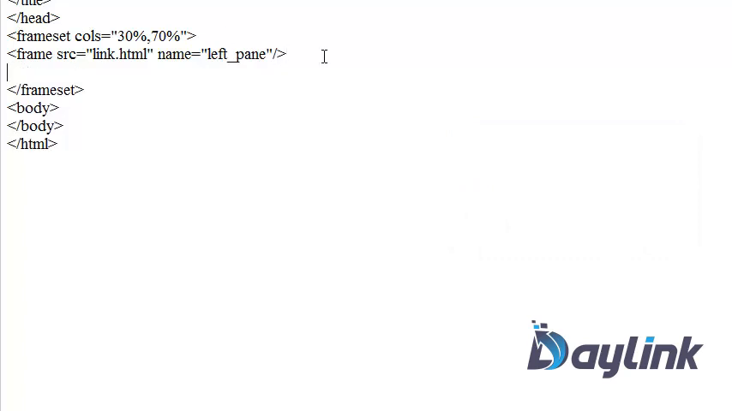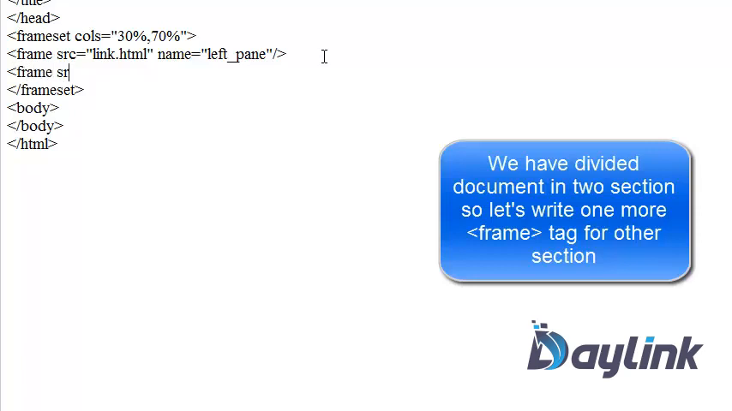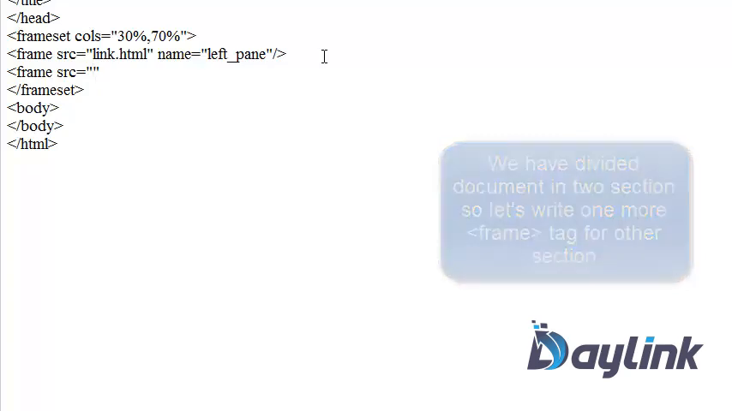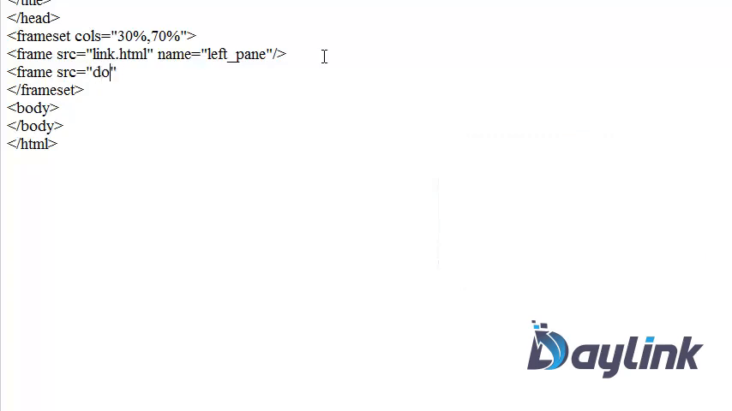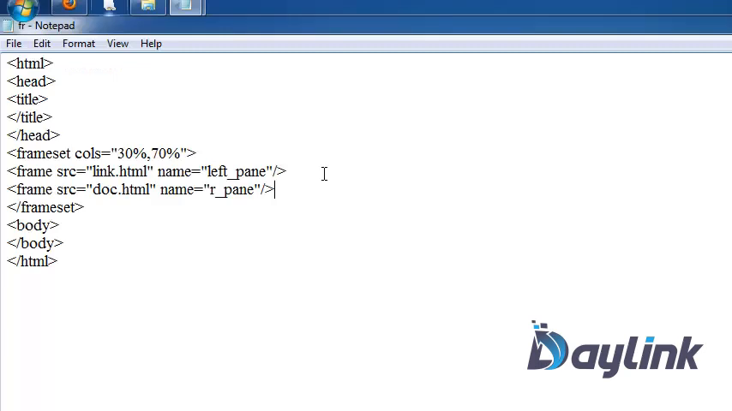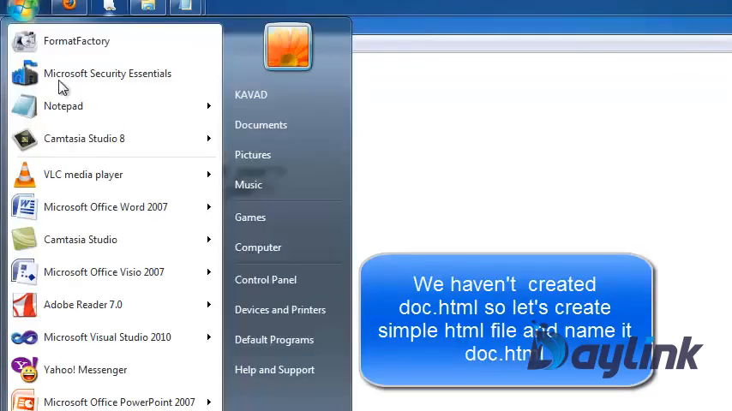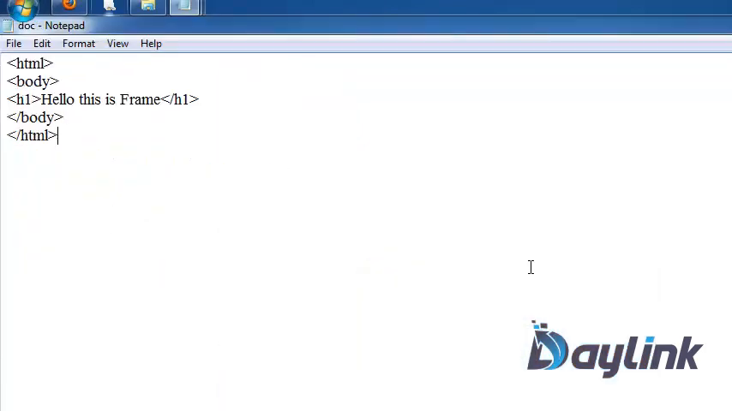Similarly, I have also created one more section. For that, we also have to supply a source. Currently, I am giving the name doc.html and completing the frame tag. We haven't created doc.html, so let's first create doc.html. Now we have created doc.html in which we have just displayed "hello, this is frame" in an h1 tag.